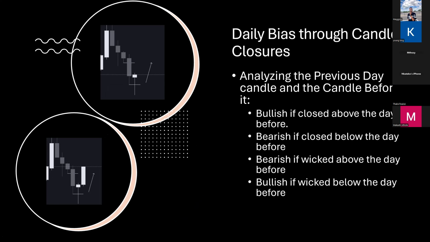This is very nice because you can look at what is going to happen this specific day. So even if you are in a bearish trend, you might be able to catch a bullish retracement on this one day because of candle closures. Now, how this works is we analyze the previous day's candle and the candle before that. So basically, we are trying to look at whether or not the candle, yesterday's candle, closed above or below the candle before that. So if yesterday closed above the day before, we are bullish. We will be bearish if it closed below the day before.